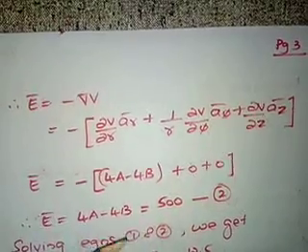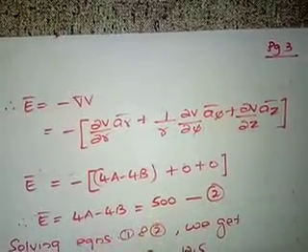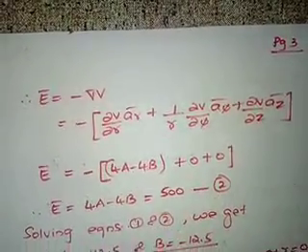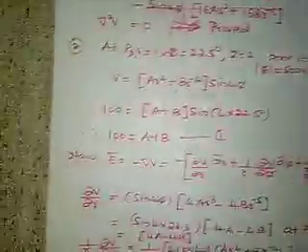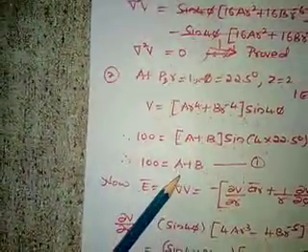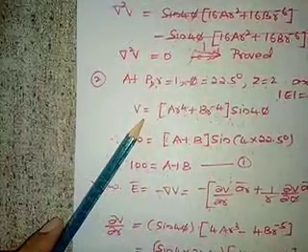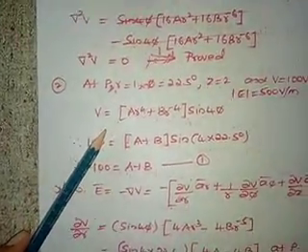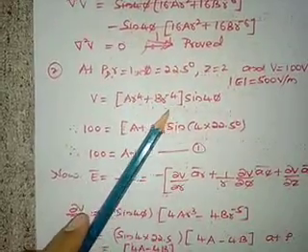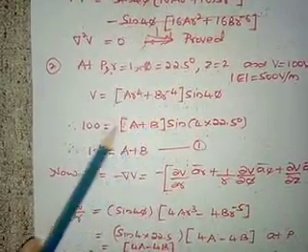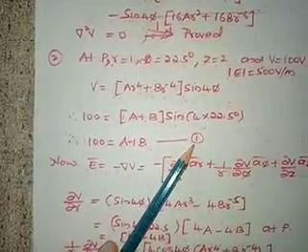E bar has been given. They have given E bar as 500. This is equation 2. Our equation 1, which we got earlier, is 100 is equal to A plus B. When we substituted for V, R and phi in the original given equation, we got 100 is equal to A plus B, that is equation 1.